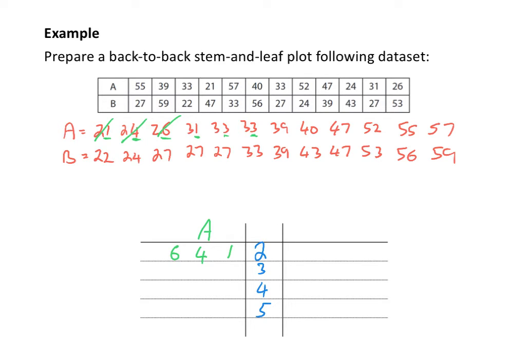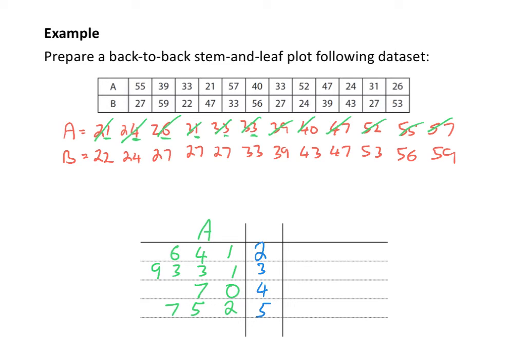Then in my 30s, I've got 31, 33, 33, and 39. So again, going in ascending order from right to left, it's going to be 1, 3, 3, 9. And then in my 40s, 40 and 47. And in my 50s, it's going to be 52, 55, and 57. So now I've completed my first data set.